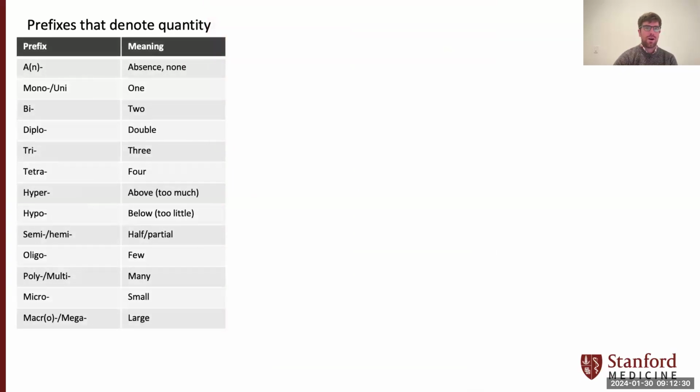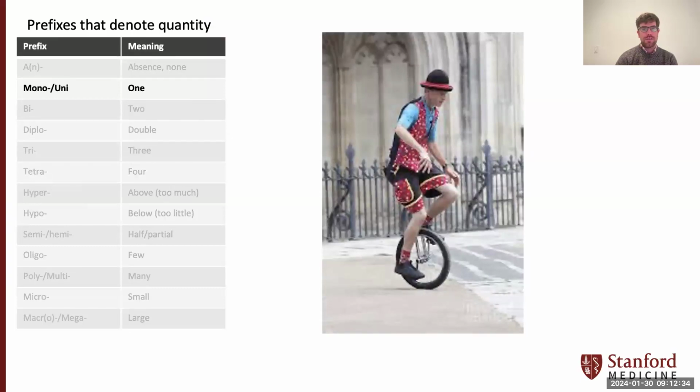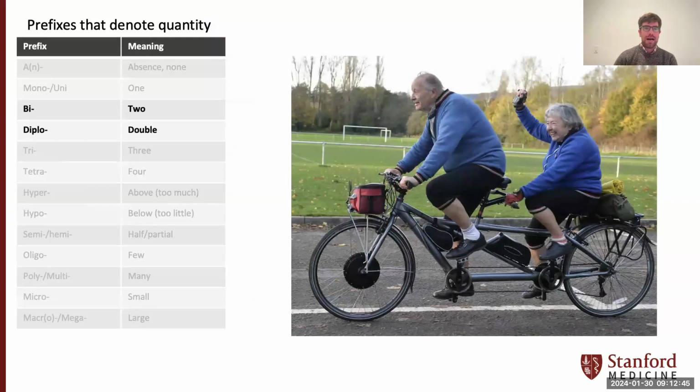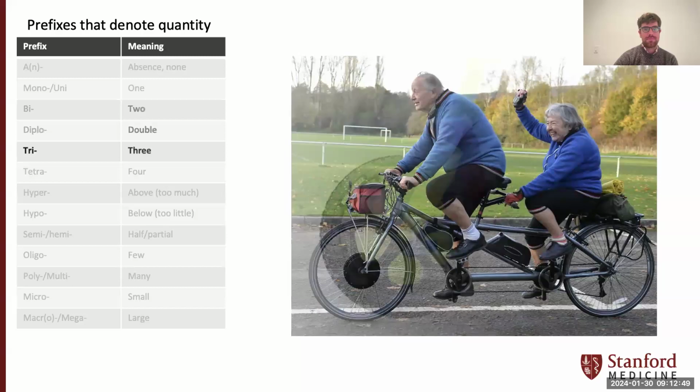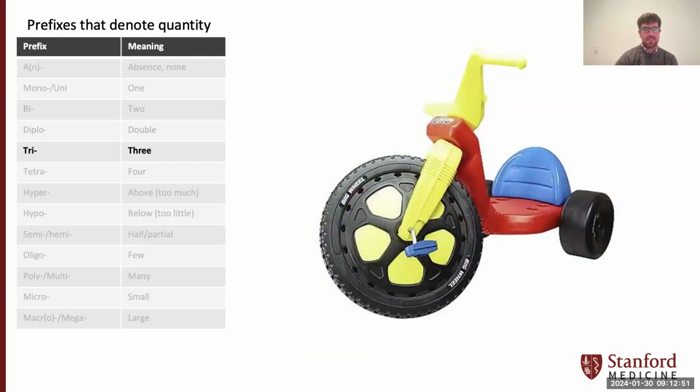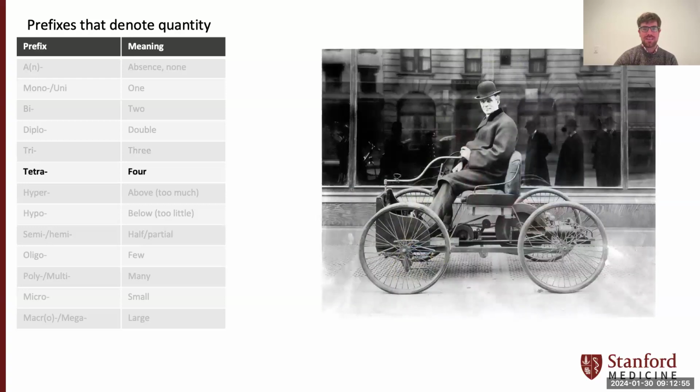So let's start with quantitative prefixes. A lot of these are fairly intuitive since we use them in real life, right? Here's uni, which means one. For example, a unicycle is just one wheel. To continue this analogy, bi or diplo is two. So a bicycle has two wheels. Tri is three, tricycle.